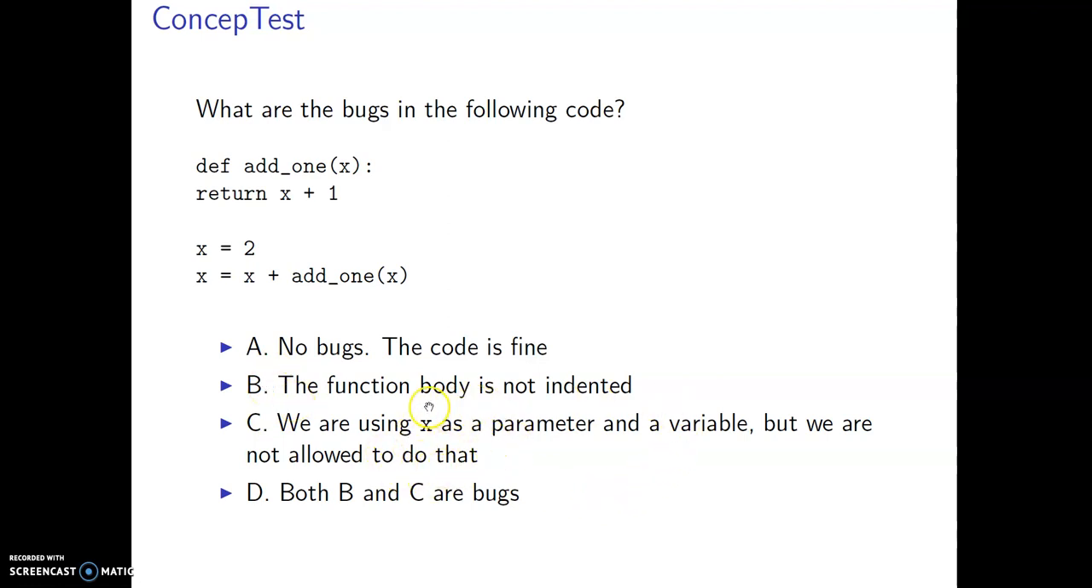By the way, take a look at C. We are using x as a parameter and a variable, but we're not allowed to do that. Actually, go back and read the notes about that. Both B and C are bugs. No, just B.